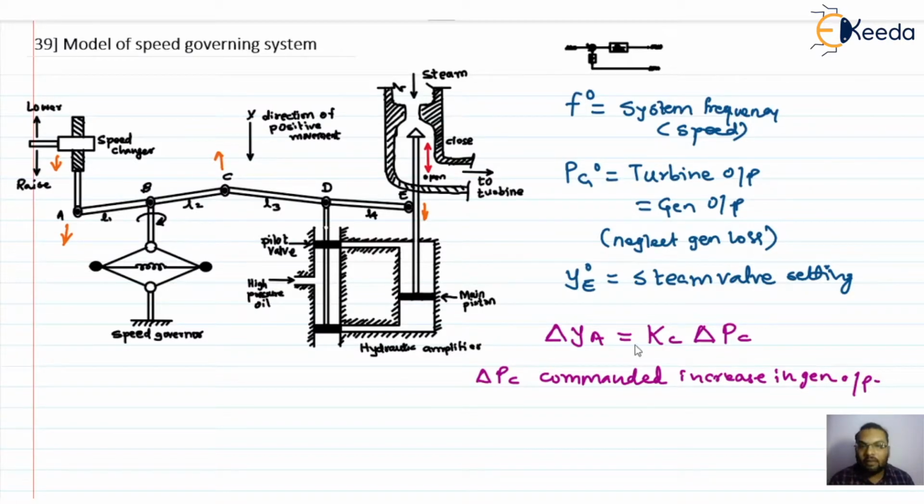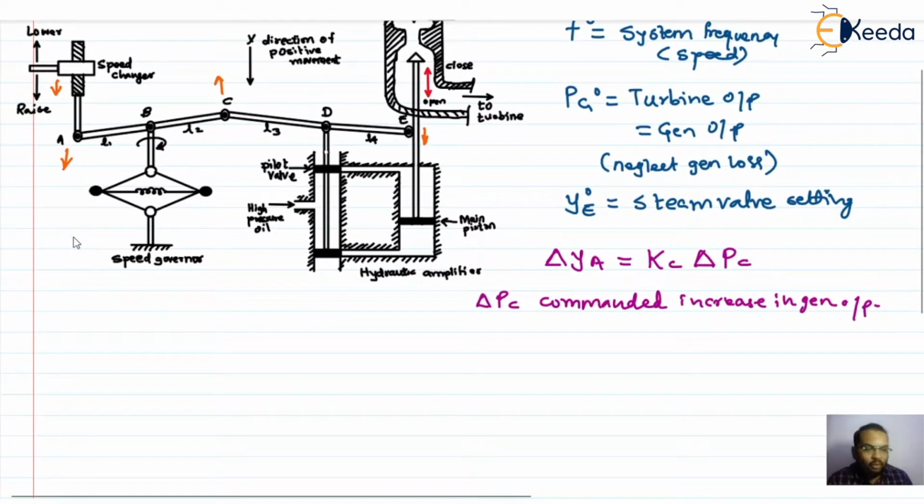Now because of this command, a sequence of motions will be set off, or it will enable a sequence of events. See what is happening here. Because of this movement of A, some more movements will follow. The first movement is here: as point A is moving downward, point C is moving upward.